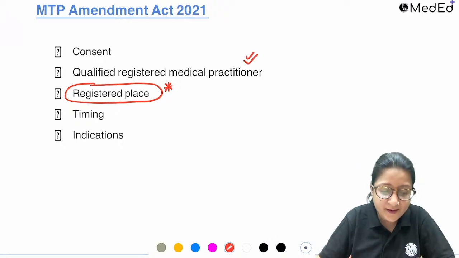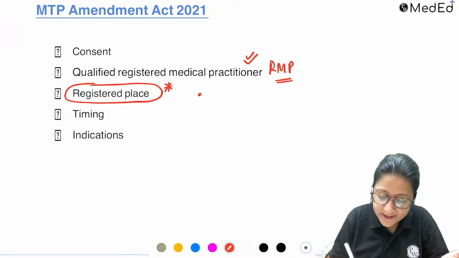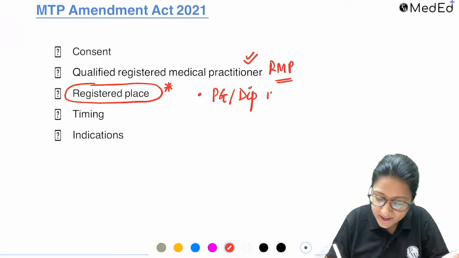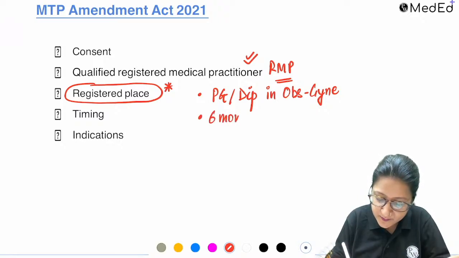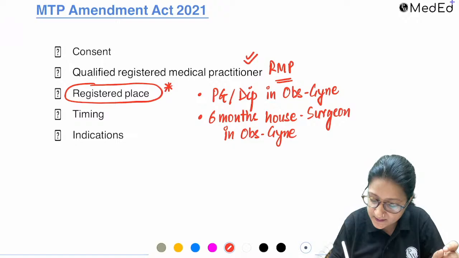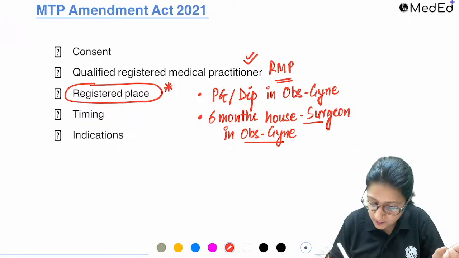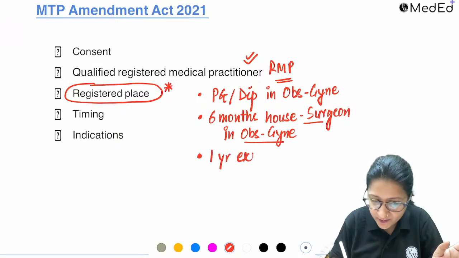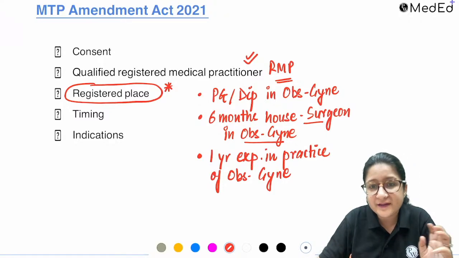As far as a qualified registered medical practitioner is concerned, who is this qualified RMP? Anybody who is a postgraduate or has a diploma in obs and gynae is a qualified registered medical practitioner. Somebody who has done 6 months of house job or house surgeon posting in the department of obs gynae in a registered medical facility is also registered. And somebody having 1 year of experience in the practice of obs gynae in a registered medical facility can also get registered.